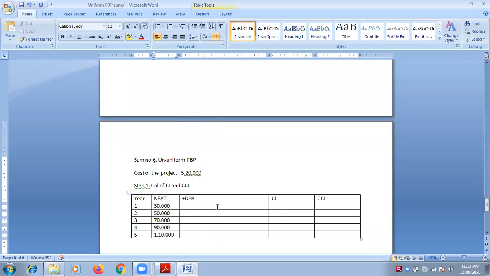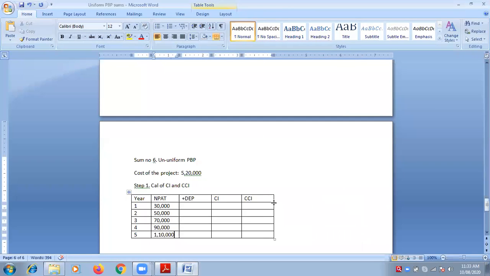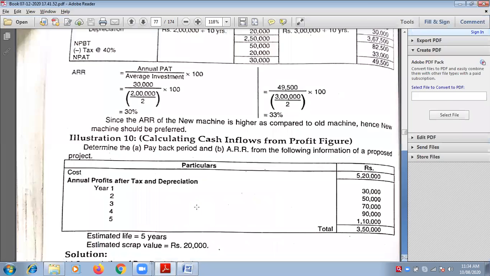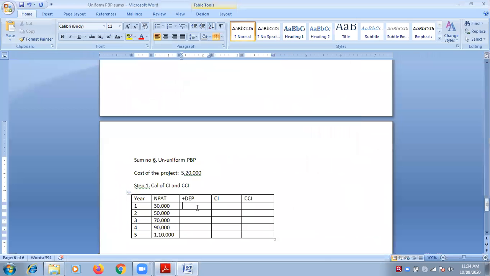Okay. Now adding depreciation to it, I will get CI. And after getting CI, I will have to accumulate it. I have to make cumulative figures of CI. That would be the last step. But still, we have to calculate depreciation for the table. So what is the depreciation here? Not given. Depreciation is not given, so I need to calculate it. How will I be calculating depreciation? Let's do it here.